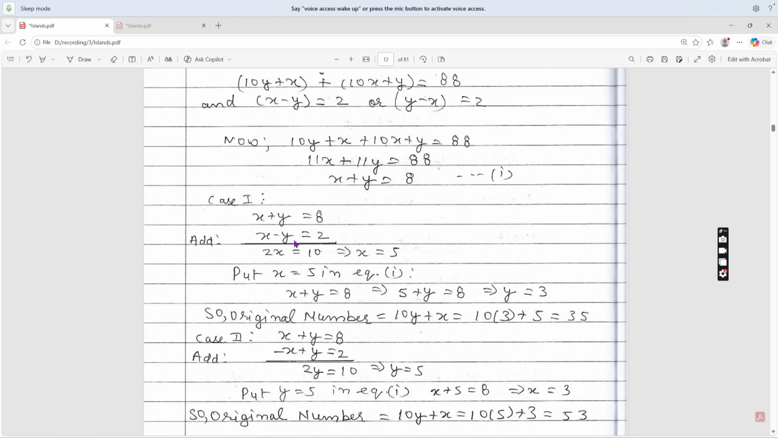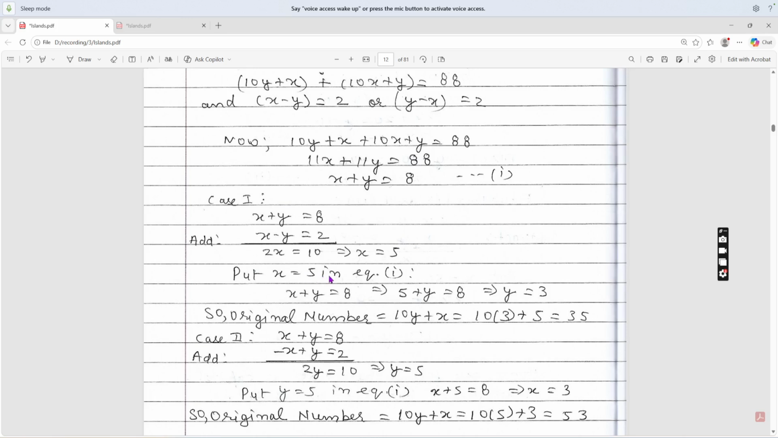Now we are going to consider x plus y is equal to 8 with x minus y is equal to 2, and then x plus y is equal to 8 with y minus x is equal to 2. Firstly, we consider x plus y is equal to 8 and x minus y is equal to 2. Just see, by elimination we can add both of these. When we add, we need not change any of the signs. So x plus x is 2x, plus y minus y is 0, and 8 plus 2 is 10. So x is equal to 10 by 2, that is 5.